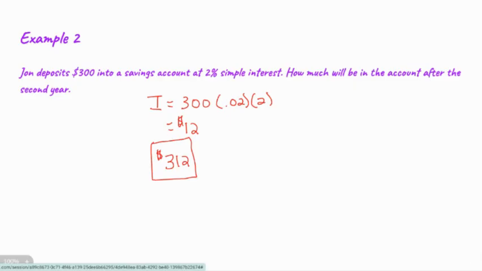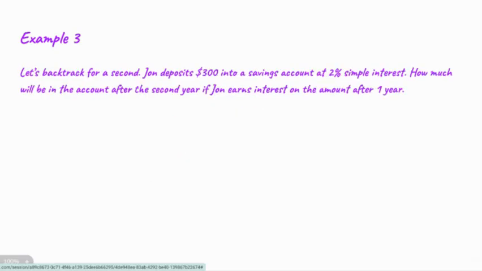Okay. But now let's use this as our jumping off point for the next thing we're going to learn. We're going to backtrack for a second. He deposits $300 into a savings account. Again, 2% simple interest. How much will be in the account after the second year if John earns interest on the amount after year 1?